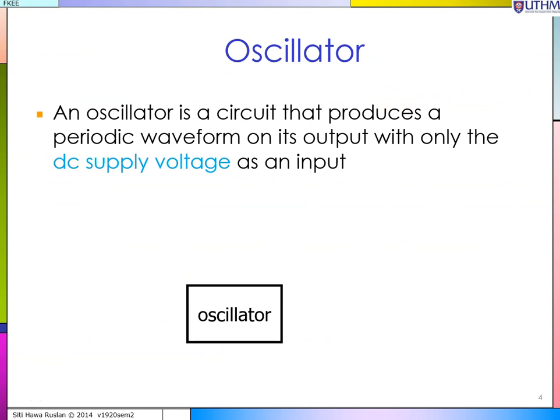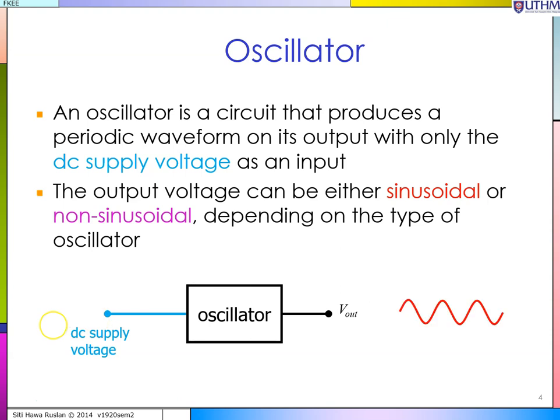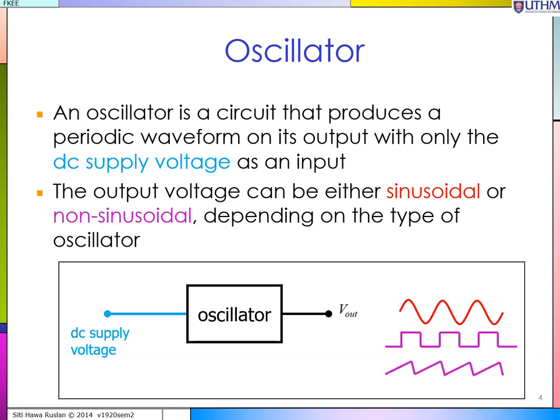An oscillator is just an electronic circuit that produces a periodic waveform, and what it needs is just a DC supply voltage. So you just need a DC power supply voltage over here, and the output can be a sinusoidal waveform, or it could also be a non-sinusoidal waveform, which is square wave or triangular wave depending on the circuit.